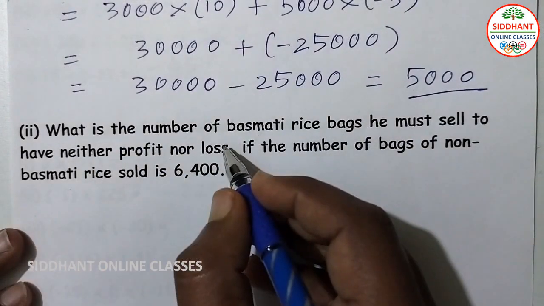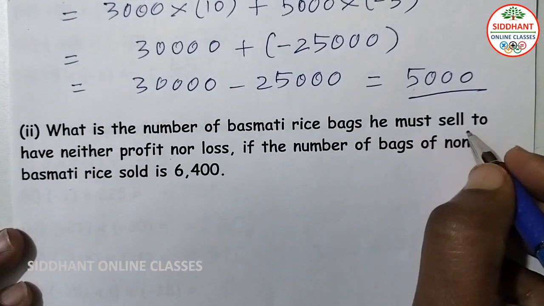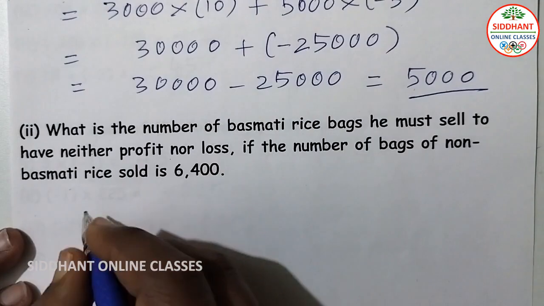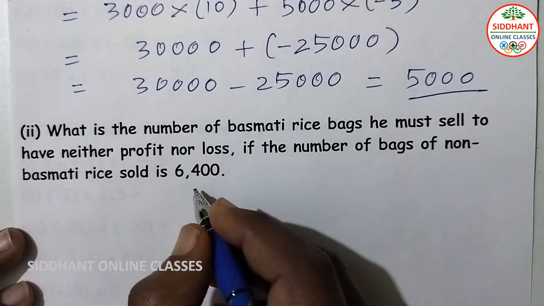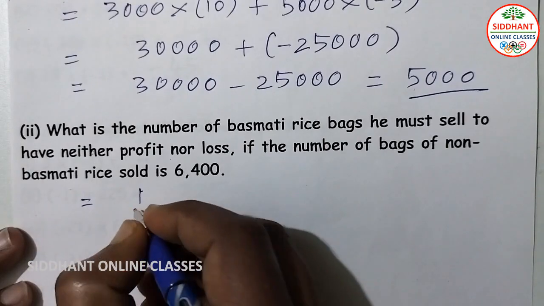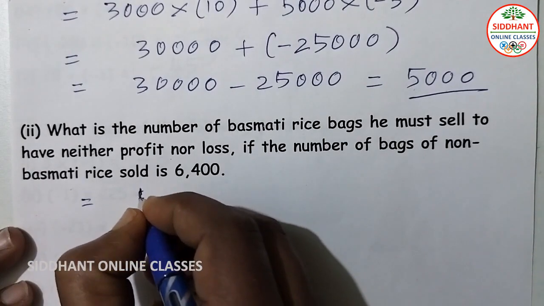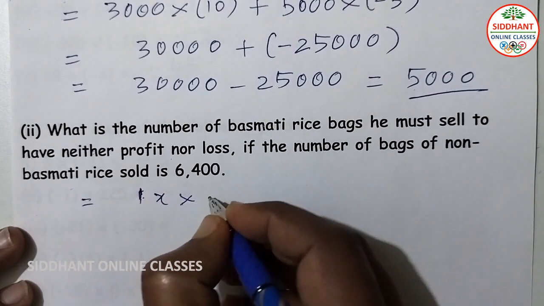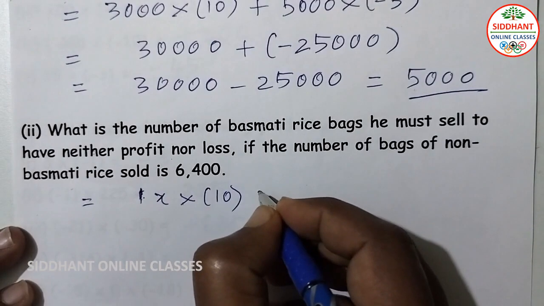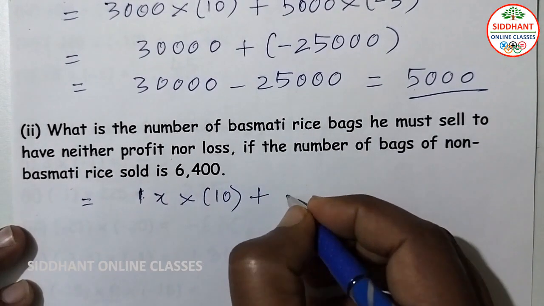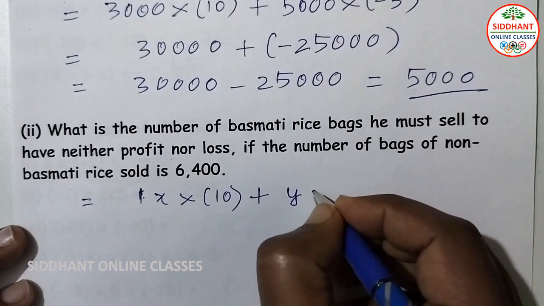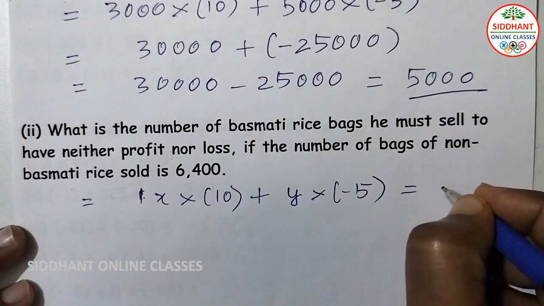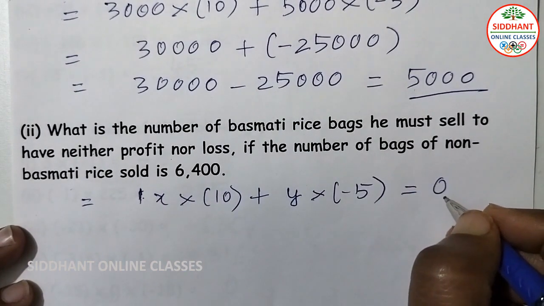Second one, what is the number of basmati rice bags he must sell to have neither profit nor loss if the number of bags of non-basmati rice sold is 6,400. So here let basmati rice be x. So x into basmati rice, when he sells the profit will be 10. So into 10 plus non-basmati rice, say y, into minus 5. So that will be, the answer should be 0. That means no loss, no profit.